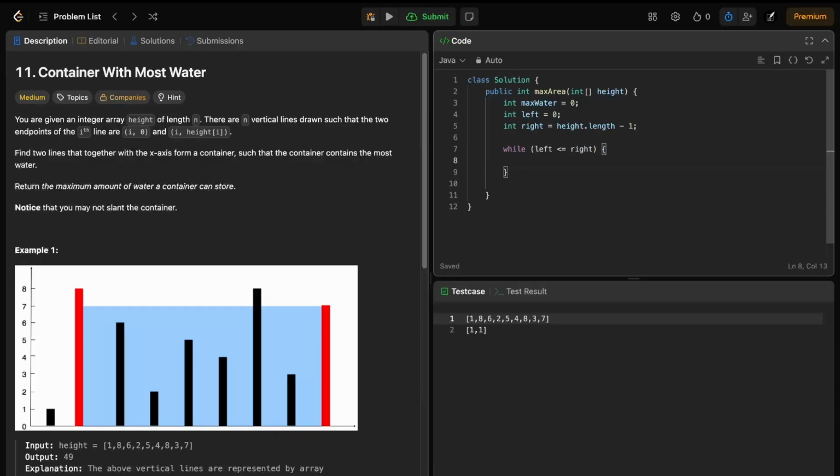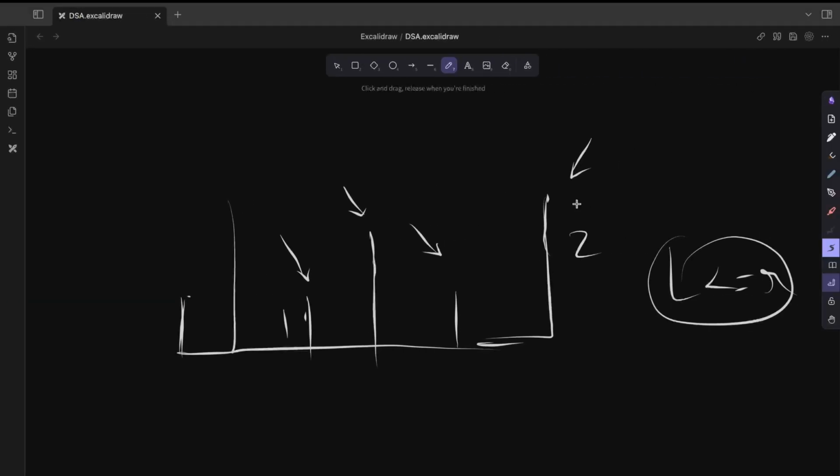I think we don't need to go up until equals, because if we go to equal, it means these two pointers are going to point to the same wall, which means the distance is zero, and anything multiplied by zero is zero. So it will never contribute. So we don't have to do the equal to, right?